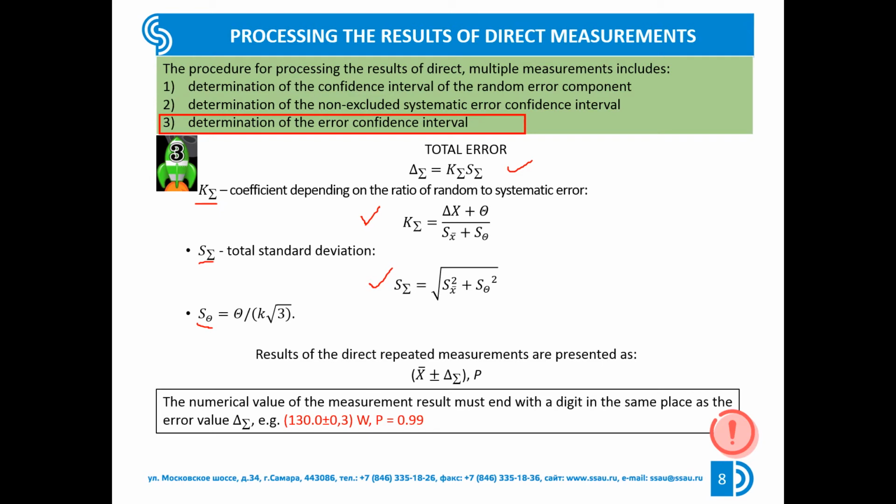The results of the direct repeated measurements are presented as follows, where this is measurement result, this one is error of measurement result, and P is accepted confidence probability. The numerical value of the measurement result must end with a digit in the same place as the error value.